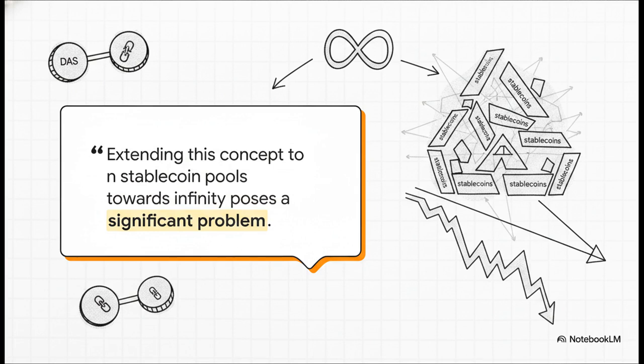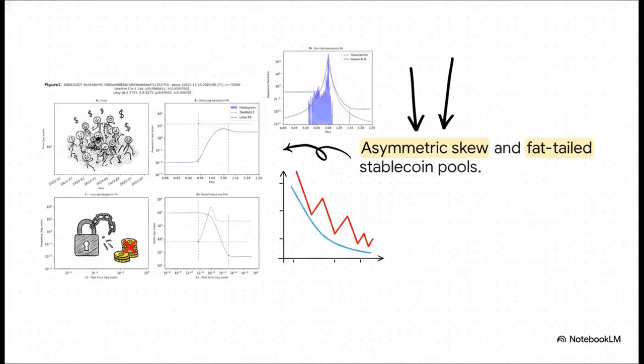We assume stablecoins are, well, stable. But historically, their price drops are extreme and sudden. That's fat-tailed behavior. Stacking these multidimensional pools inherently scales that fragility, creating this intricate house of cards where just one asset failing can take down the rest. Just look at the asymmetric skew in this USDC to USDT pool data.